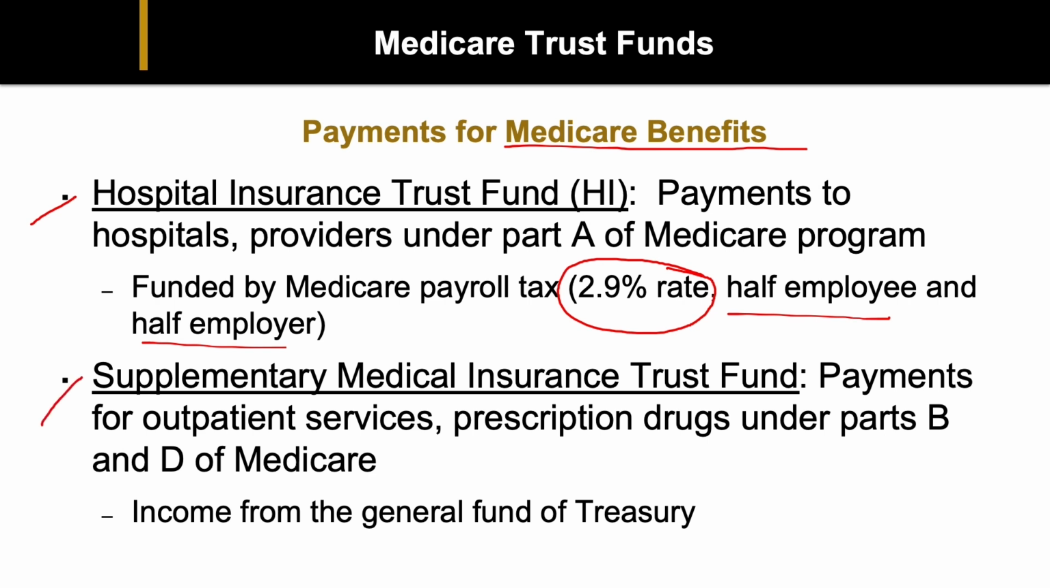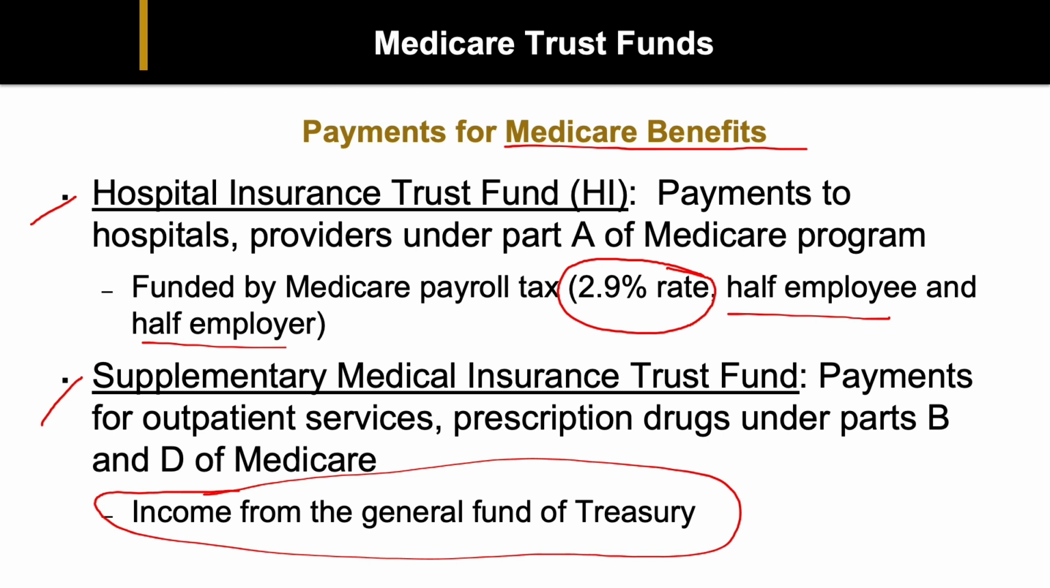Then there's a supplementary medical insurance trust fund, which makes payments for outpatient services and prescription drugs under Parts B and D of Medicare. And this one's funded from the general fund of the Treasury. It doesn't have a dedicated funding source. Treasury just collects everybody's taxes and puts it into the general fund, and then some of it's used to pay for the supplementary medical insurance fund.